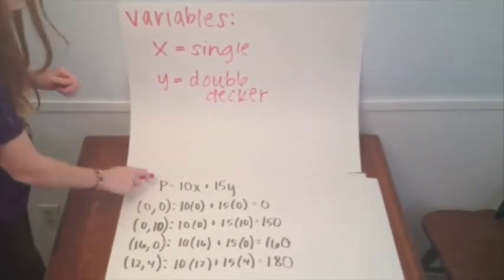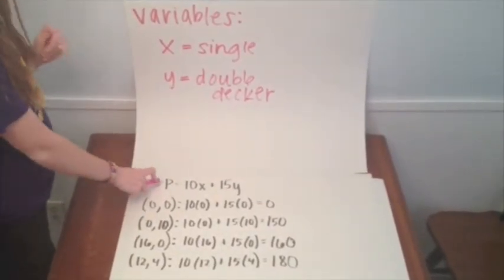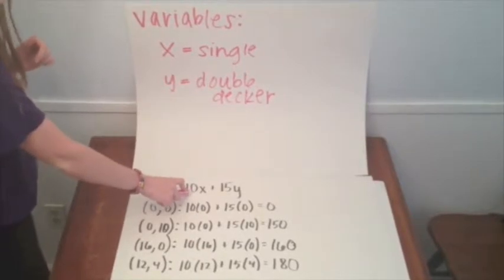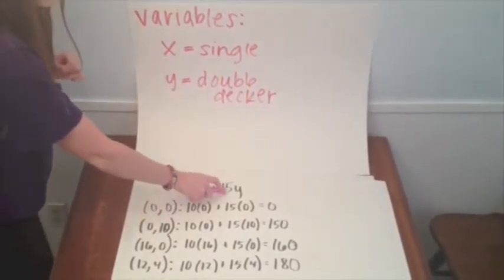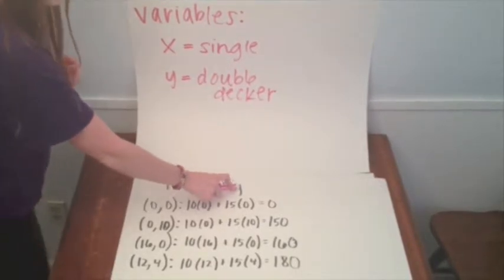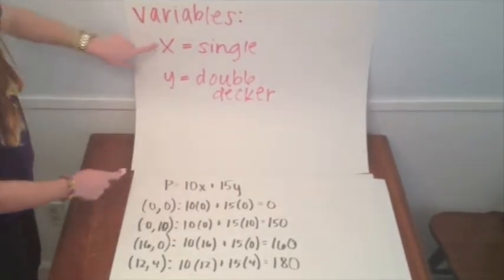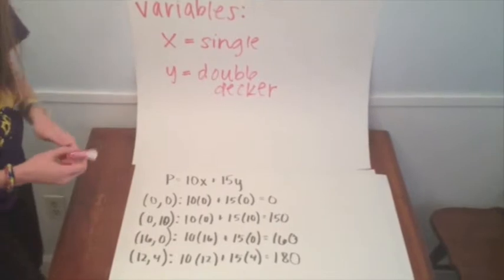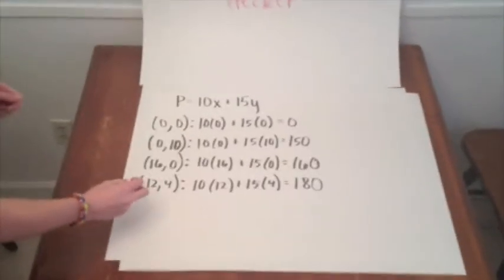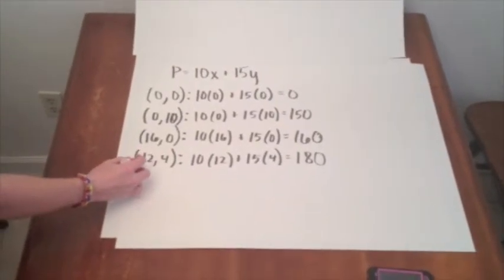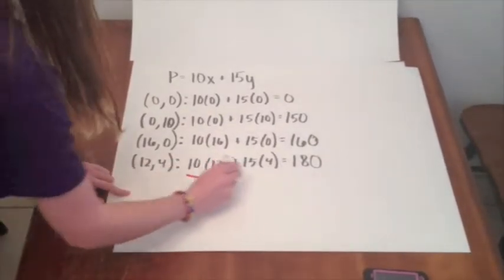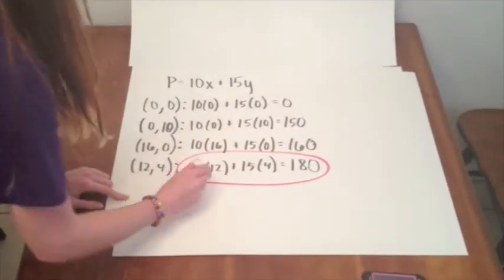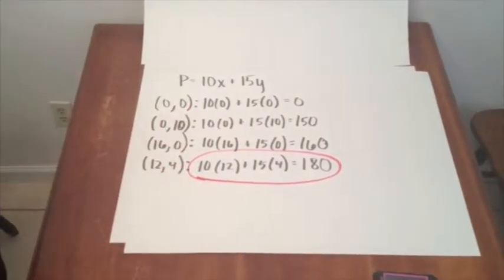So remember that our objective function is the profit is going to be equal to $10 times however many single sandwiches we make plus $15 for however many double-deckers we make. And then the x is our single, the y is our double-decker. And so out of all the vertices, we can see that 12 of the single sandwiches and 4 of the double-decker yields the highest profit at $180.